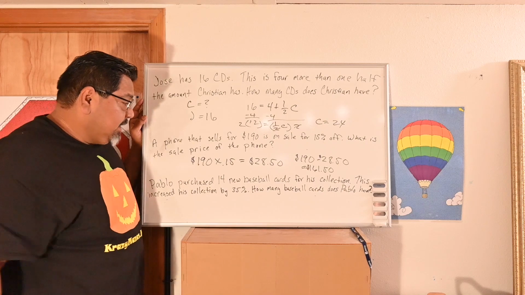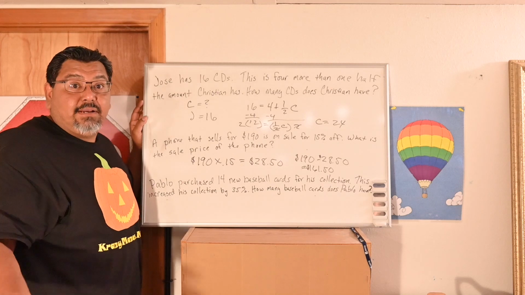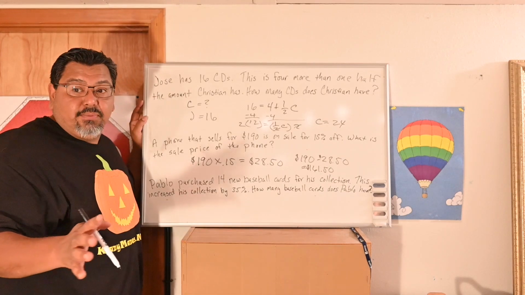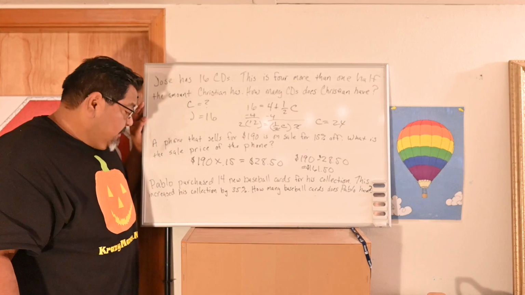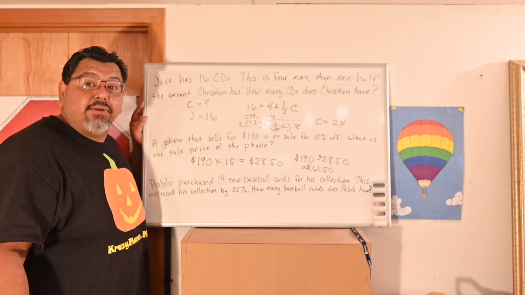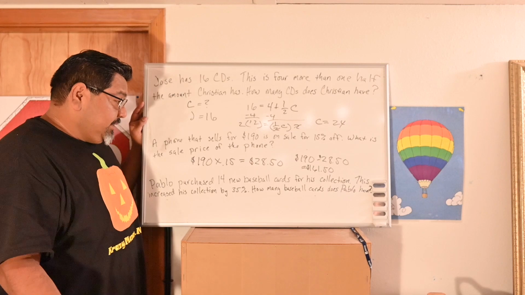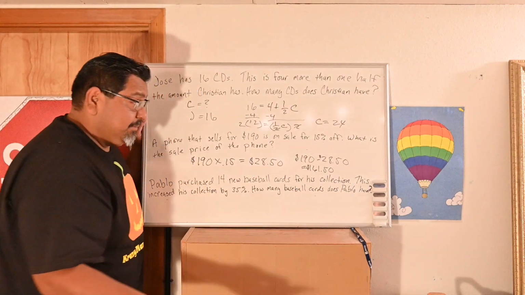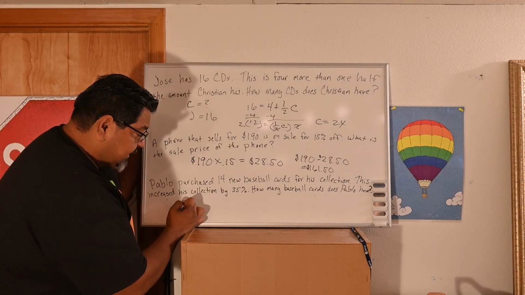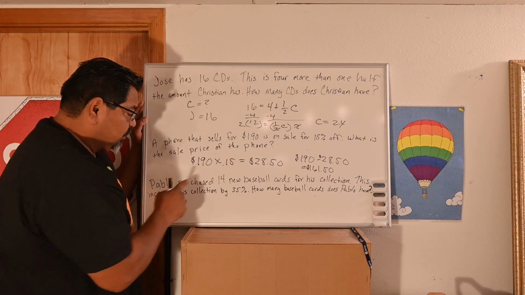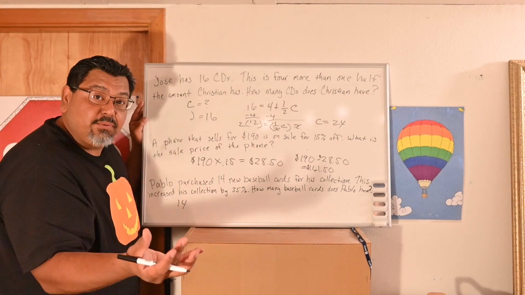So the last one is a little bit more tricky, and I had to write it down because there was an original way that I was trying to do this, but I'll show you both ways. First, it says Pablo purchased 14 new baseball cards for his collection. This increased his collection by 35%. How many baseball cards does Pablo now have? So essentially, we want to know how many baseball cards Pablo has. When he bought 14 new cards, that was an increase of 35% of whatever he originally had.